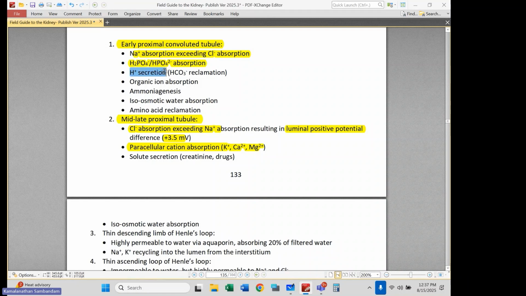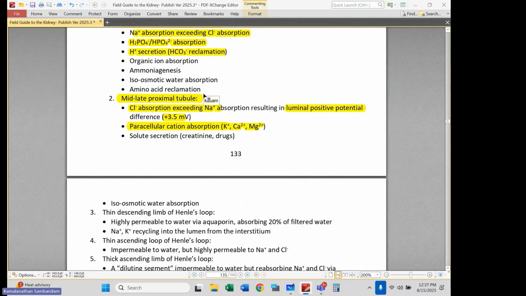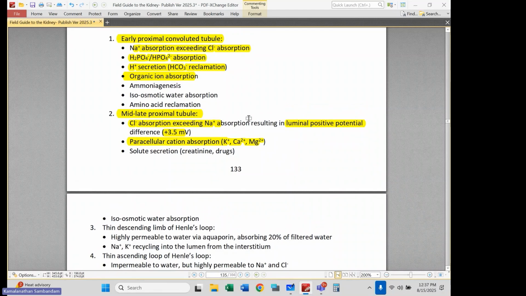We have proton secretion in an antiporter sodium proton exchanger. That results in a net bicarbonate reclamation when that is coordinated with carbonic anhydrase. We have some absorption of organic ions, including citrate. Citrate reclamation is relevant to, again, patient care. We also have the absorption of formate anions and others.